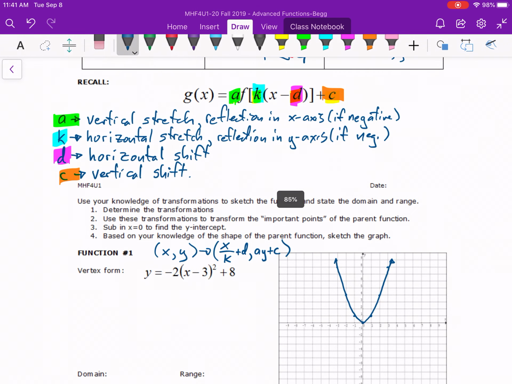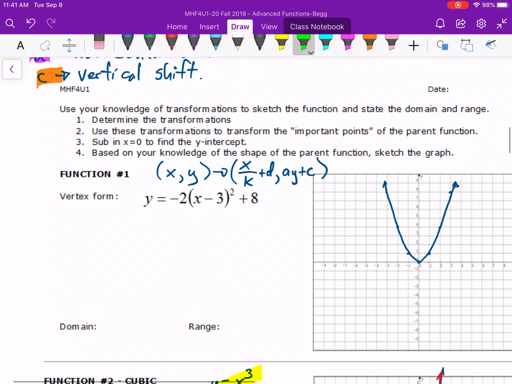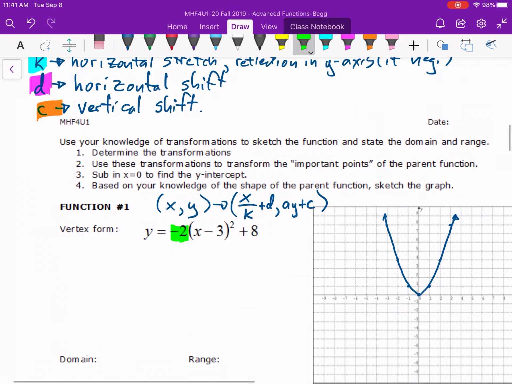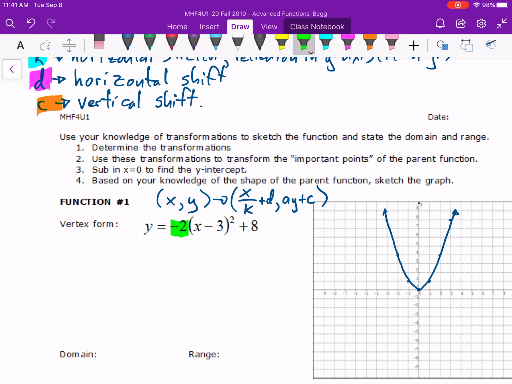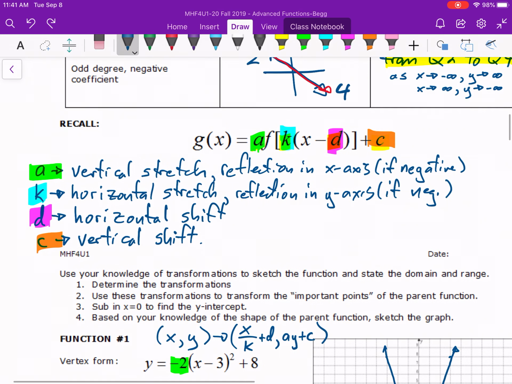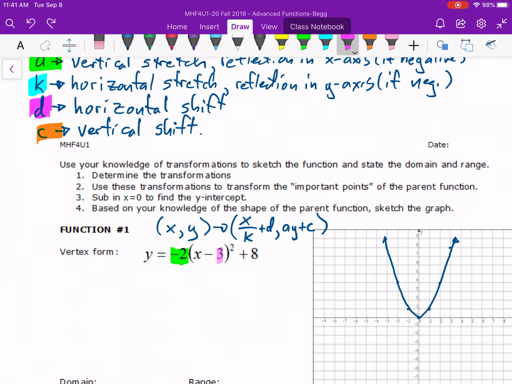So if I use the same color coding that I did before, I had green for my a value, I had blue for k, but there's no k. K is a number that would be in front of the x inside the brackets, but that's 1. So there's really nothing there. You can either say that there's no k value or that the k value is 1. Doesn't change anything. D, I used pink. That's positive 3. Remember, inside the brackets, the d value, you always change the sign of that. And then c is positive 8.